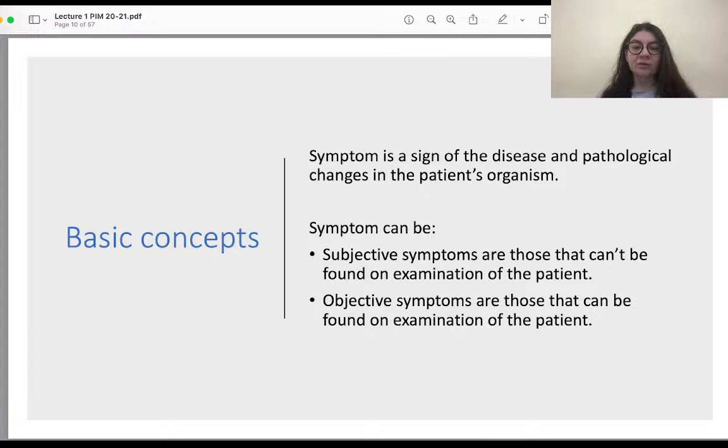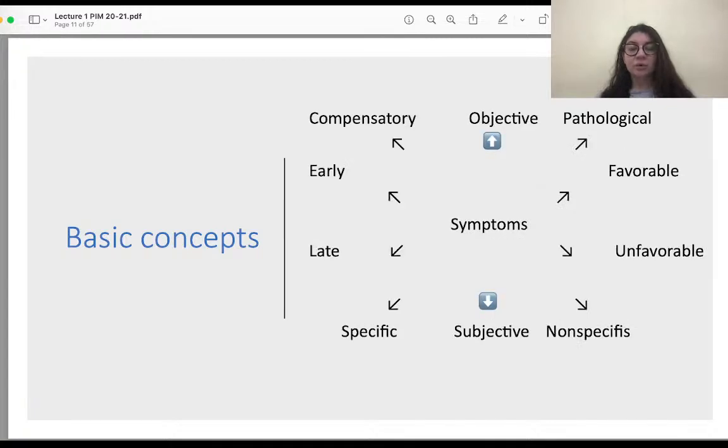Symptom is a sign of disease and pathological changes in the patient's organism. Symptoms can be subjective, those that can't be found on examination of the patient, and the opposite, objective symptoms, those that can be found on examination of the patient. And moreover, we can divide symptoms not just into subjective and objective, but also pathological, compensatory, early or late, specific or non-specific, favorable or unfavorable.